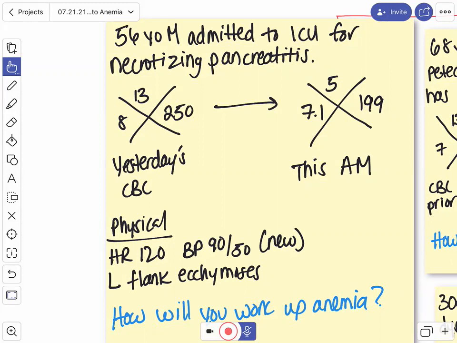So take about 1 minute with your tables and talk about what tests you want to order to work up this anemia and why you think he has it. And then we'll come back and chat as a group.